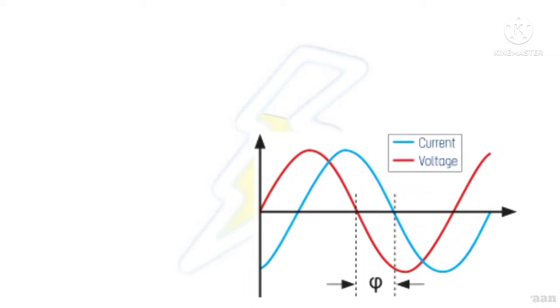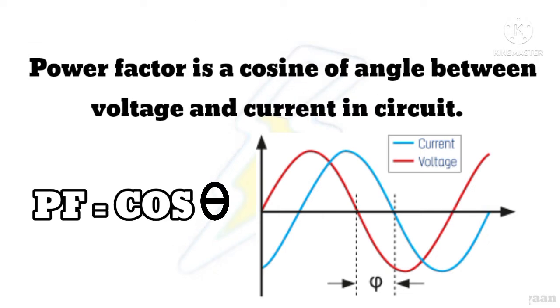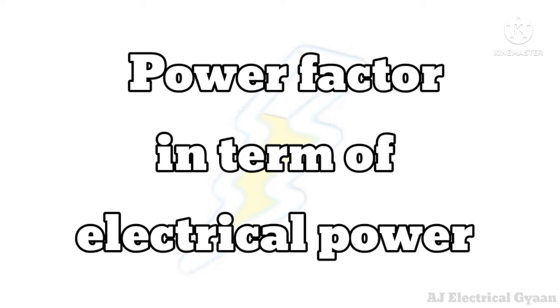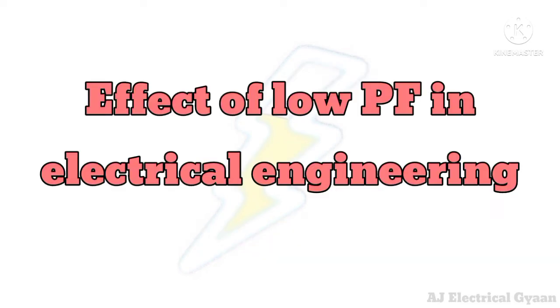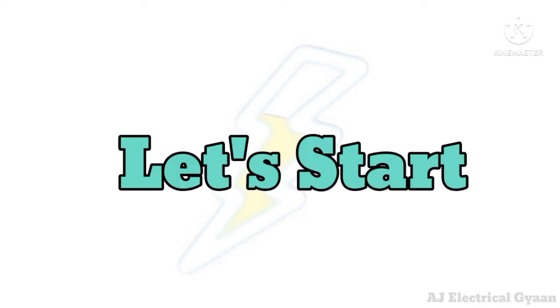In part 1, we discussed what is power factor. The power factor is the cosine of the angle between voltage and current in a circuit. In this video, we are going to discuss power factor in terms of power and the effect of low power factor in electrical engineering. Without wasting any time, let's start the video.